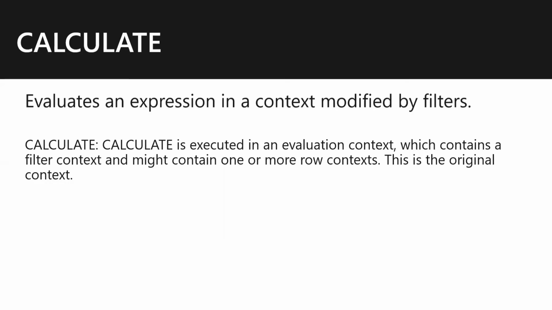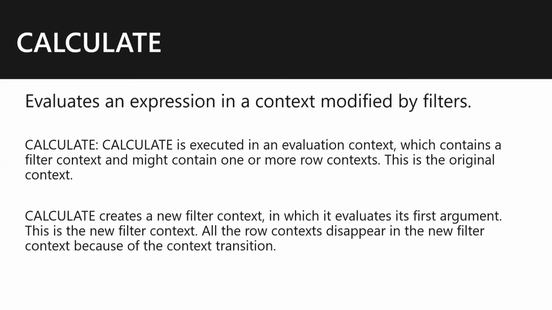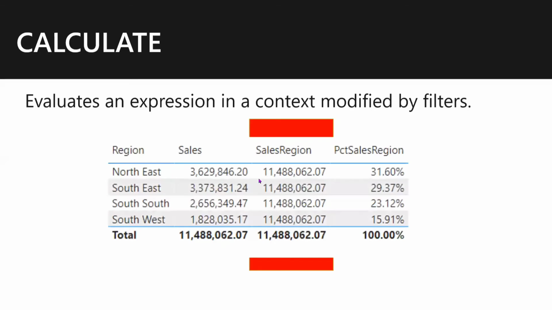That filter context can contain one or more row contexts, which is the original context. And another thing we need to know is that when we use CALCULATE, we have a previous filter context. You need to create a new filter that you are going to use to evaluate the expression. So what I'm saying is that in this particular scenario, for me to be able to do this, I have to create a new filter context.